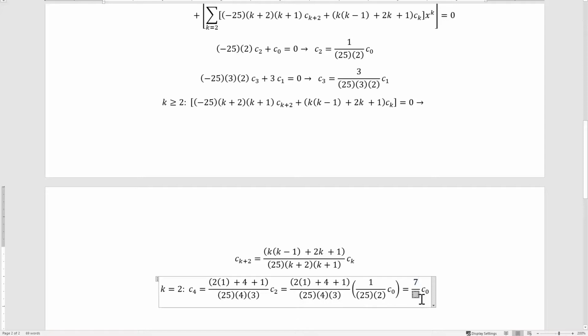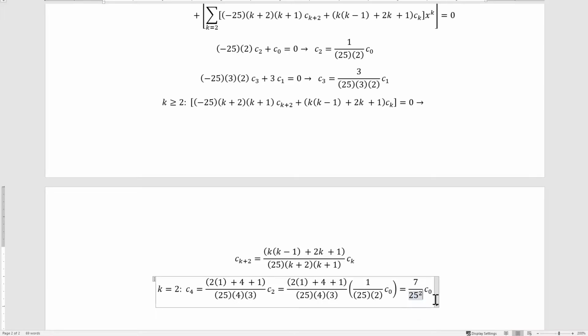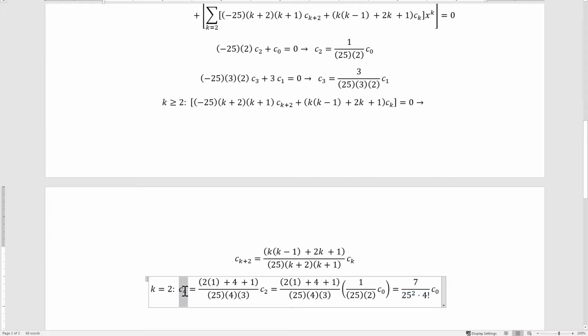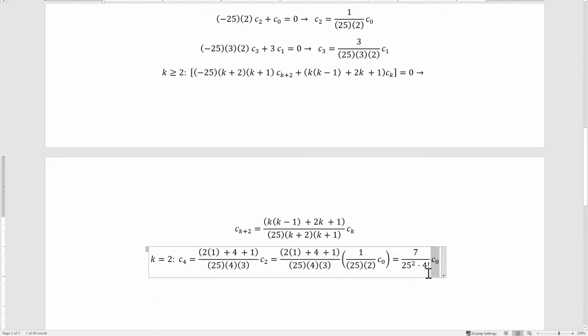We have a 25 times 25. Let's call that a 25 squared. And then we have 4 times 3 times 2 times 1. It's not there, but we can just put it there. So that's 4 factorial. Okay, so that's our C sub 4. C sub 4 looks like it's going to be in terms of C sub 0 after we make that replacement. All right, so that's what happens when k is equal to 2.